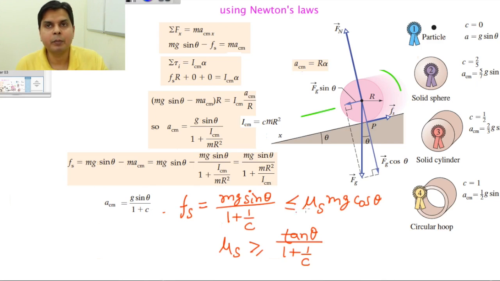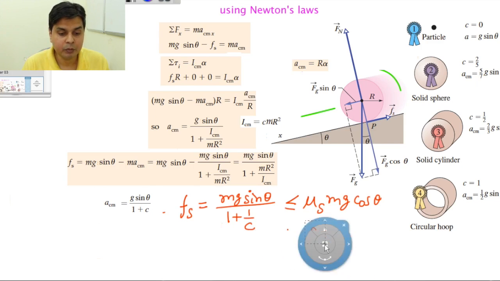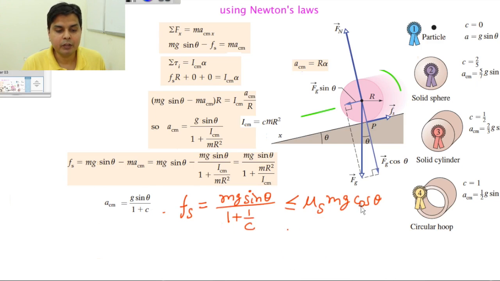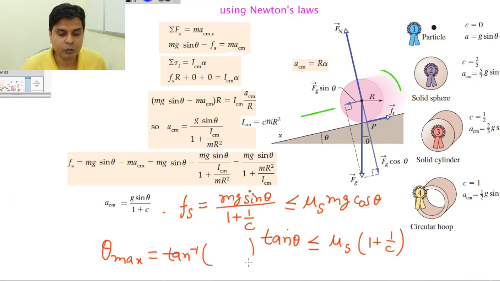Another aspect is, suppose my body is fixed, that is, this mu s is fixed. Then how much angle can I tilt? This is also one thing. My mu s is now fixed and this is the force of friction. This has to be less than this limit. Then I bring this cos theta this side, and it becomes tan theta less than or equal to mu s times 1 plus 1 by C. So what is the theta max? Theta max will be tan inverse of this whole thing, mu s times 1 plus 1 by C.